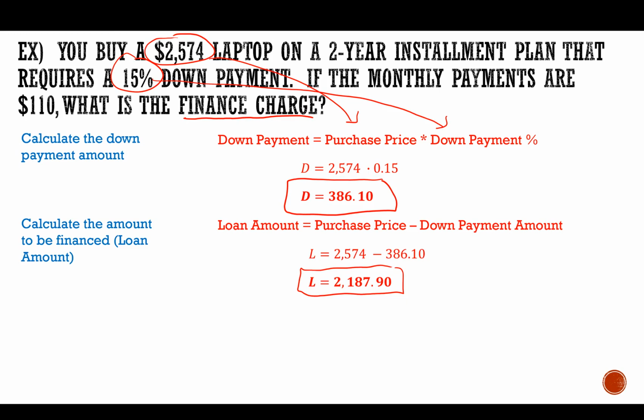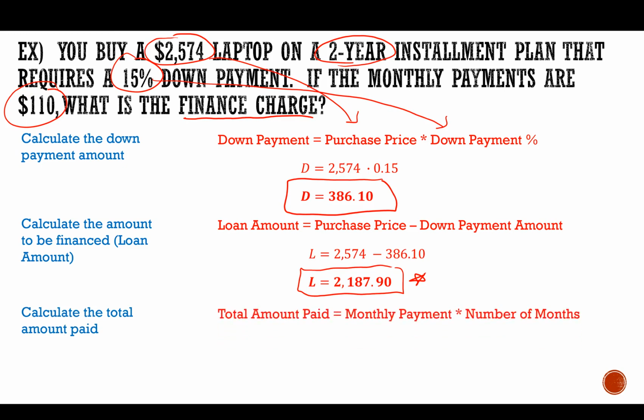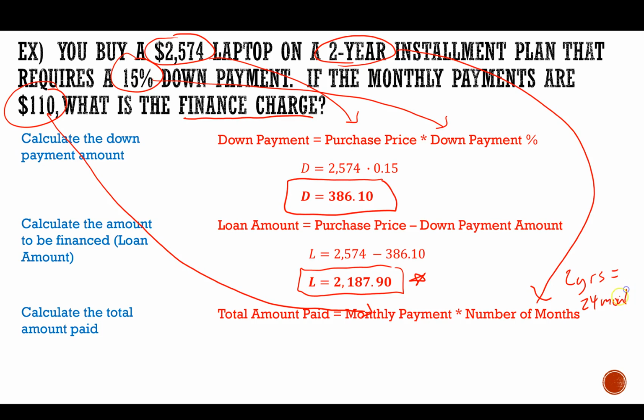All right, $2,187.90. This is really how much I am supposed to be paying them. But they're saying, hey, we want you to make 2 years of payments, monthly payments of $110 each. So let's figure out the total amount paid. The total amount paid is the monthly payment, $110, times the number of months. Well, 2 years equals 24 months, right? So multiply that out, and you end up paying $2,640.